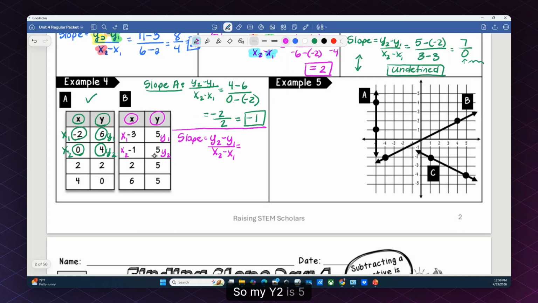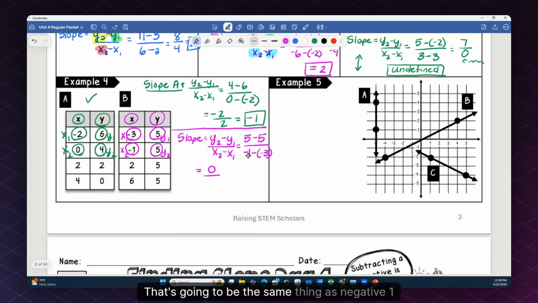Okay, so my y2 is 5 minus my y1, which is also 5. x2 is -1 minus my x1, which is -3. So I'm going to go ahead and drop that in parentheses. 5 minus 5 is going to give me 0. -1 minus a -3, that's going to be the same thing as -1 plus 3. So -1 plus 3 is going to give me 2.